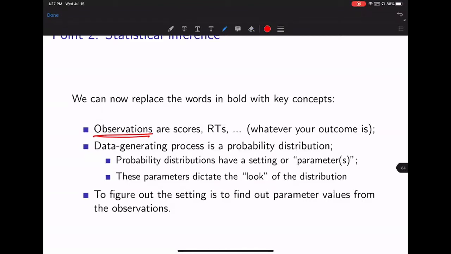A data generating process, we can replace this word with a probability distribution. And probability distributions have settings or parameters. I'll get back to this in the next slide. But for now, just so you know, a data generating process is a probability distribution, and probability distributions have settings. So to figure out the setting is to find out the parameter values of that particular probability distribution. So this whole process of statistical inference is just this: using observations, your outcome variable, to figure out parameter values that govern a probability distribution.